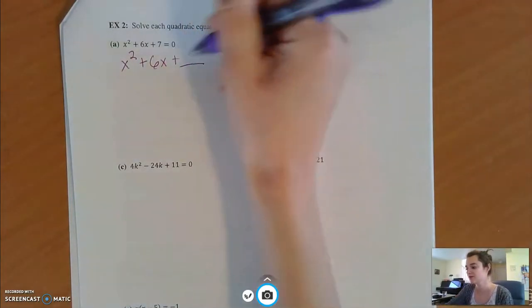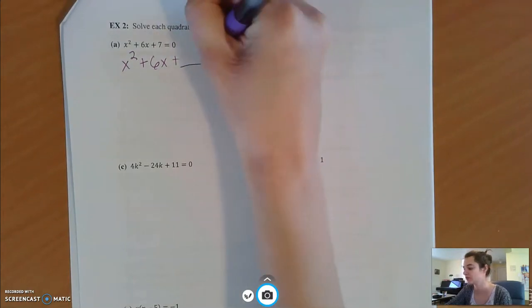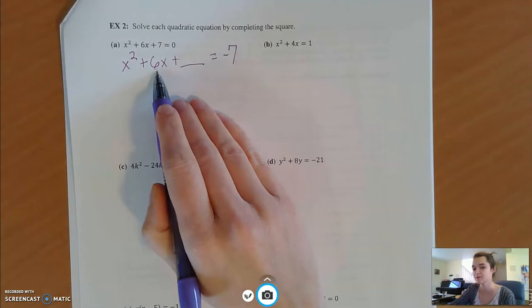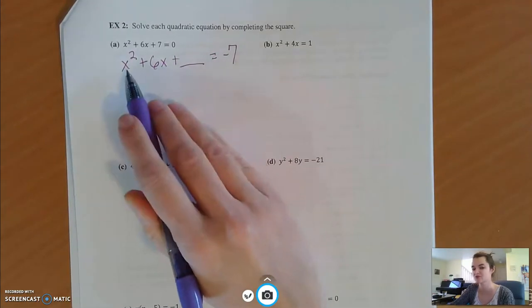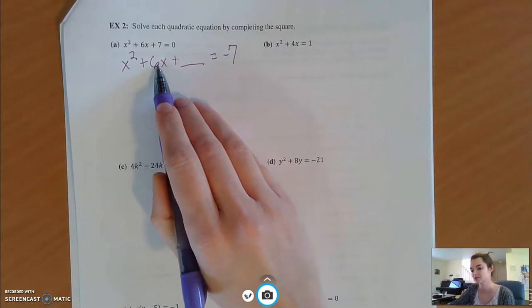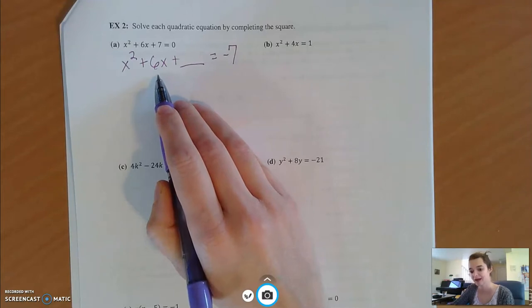Then I'm going to move the 7 over just so it gets out of the way. So I'm going to subtract 7 from both sides, like that. Now I'm set up for completing the square. To complete the square, I'm going to take that middle term. So remember, the x comes from the x squared. Really, I'm just looking at the 6. I'm going to take the 6 and divide it by 2, which would be 3. Square it, which would be 9.